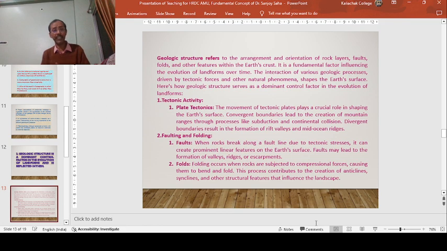Geology is not directly a part of geomorphology, but without proper knowledge in geology, the landform cannot be explained properly or scientifically. For understanding the geology, we have to know the tectonic activity like plate tectonics, folds and faults, etc. Although these are related to geotectonics, geomorphology is related with the geology and the geotectonics.